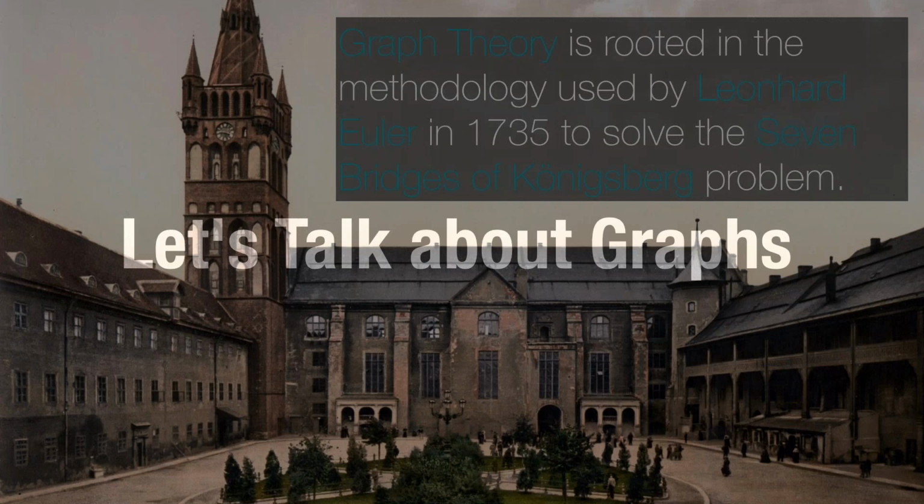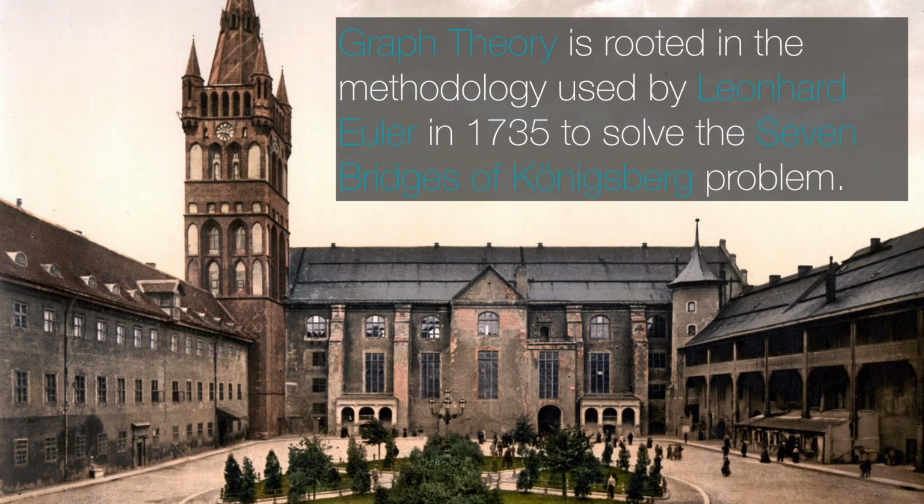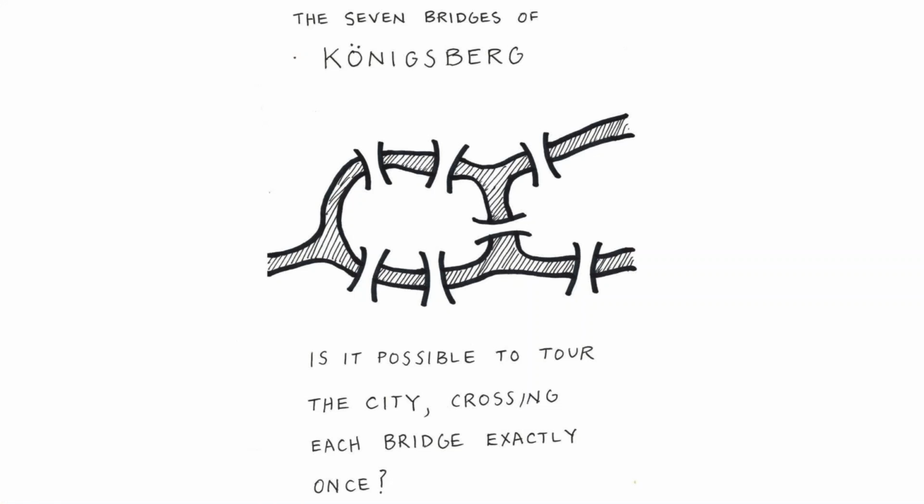Now that you're so warm and fuzzy about econ, let's bring in math, right? Everybody's favorite thing. Graph theory is rooted in a methodology used by Leonhard Euler to solve what was called the Seven Bridges of Königsberg problem. Leonhard Euler was a mathematician and logistician, and he wanted to answer exactly this fundamental question: is it possible to tour the city crossing each bridge exactly once? You may have some intuition and say, well, it doesn't seem possible. But being a mathematician, approximate answers are never good enough.